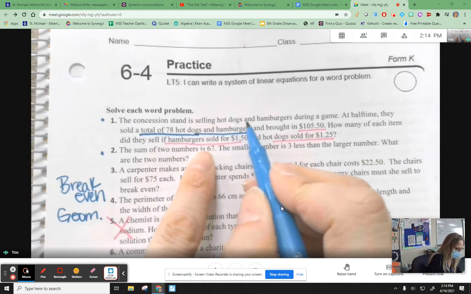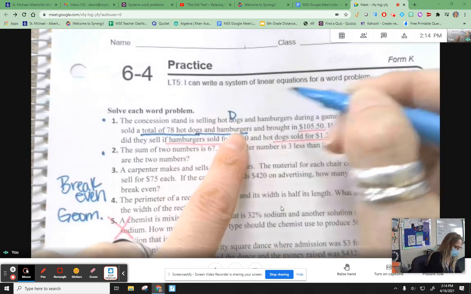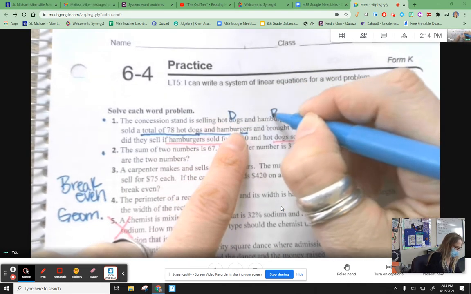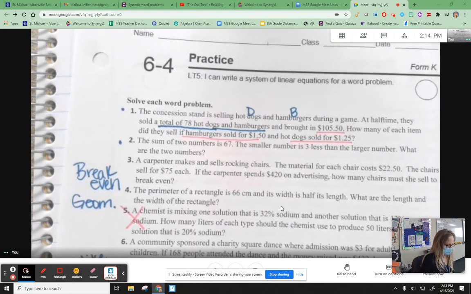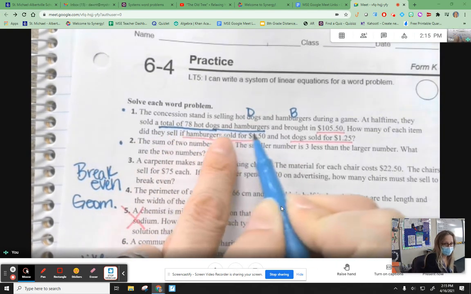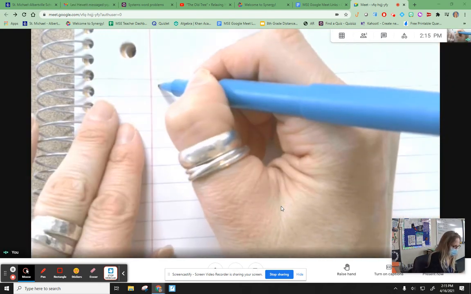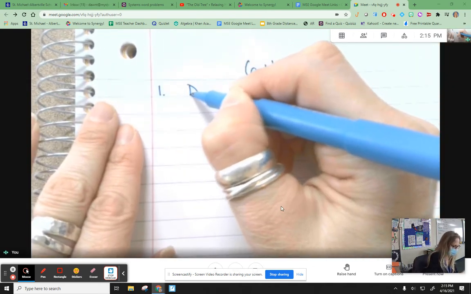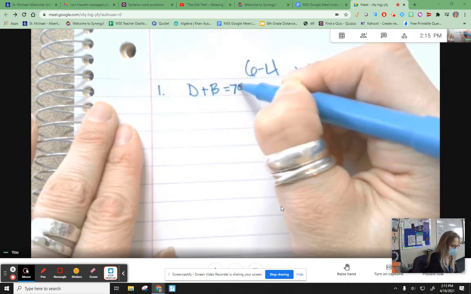So you can use 2 different variables. Since these both start with H, you might call this one hot dogs and this one hamburgers, like that. That might make it easier to differentiate the 2 or keep them separate. So if you combine them, the combined total of them, there are 78 that were sold together. So you would say for number 1, the hot dogs and the hamburgers totaled 78.